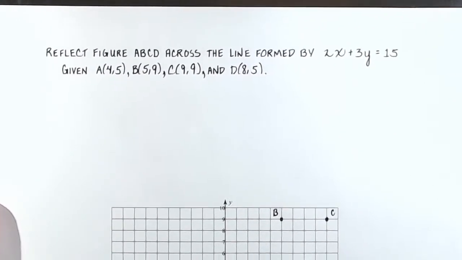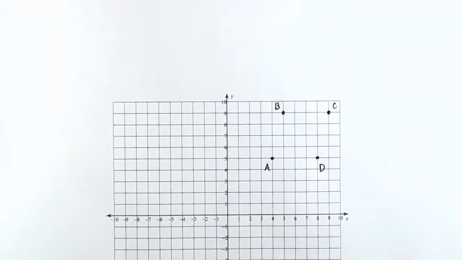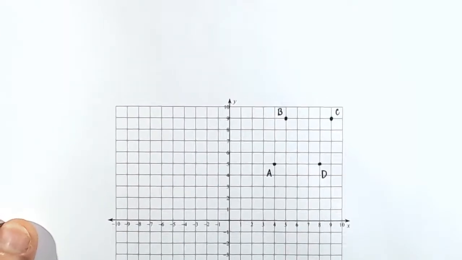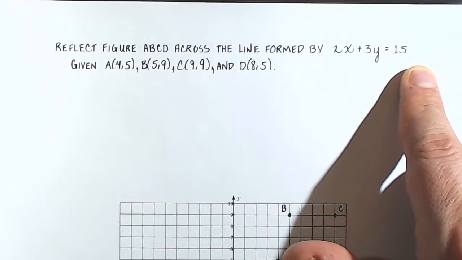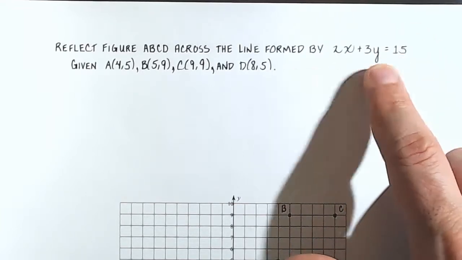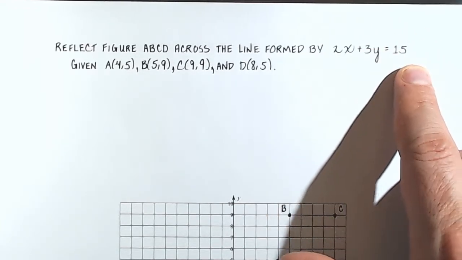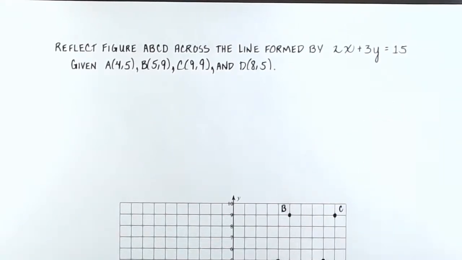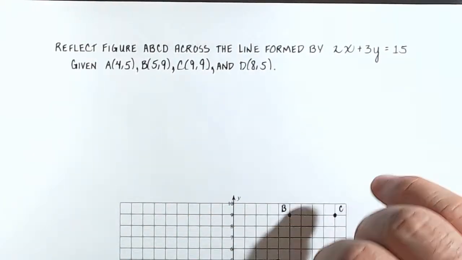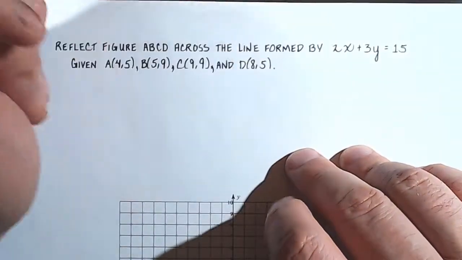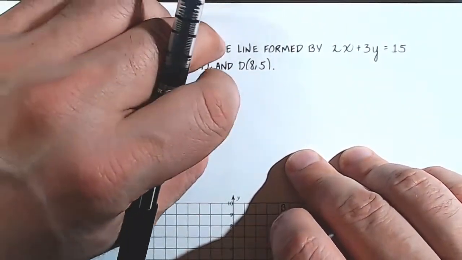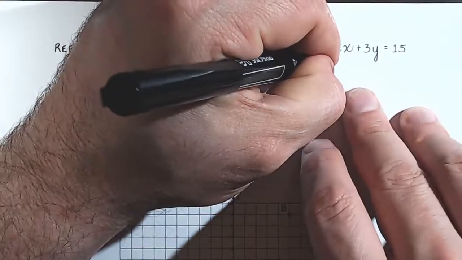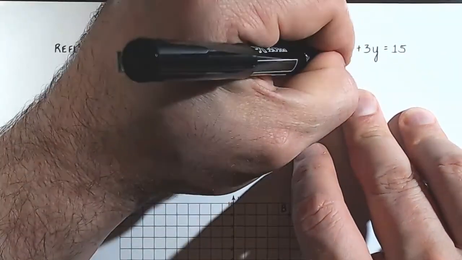Okay, now what about the line of reflection? So we need a line of reflection to reflect across. And that line is given to us as an equation in standard form. So this is a linear equation representing a straight line, but it's in that standard form, and we have to get it into slope-intercept form if we have any intention of plotting it on this coordinate plane and reflecting a shape across it. The first step is to subtract 2x from both sides.